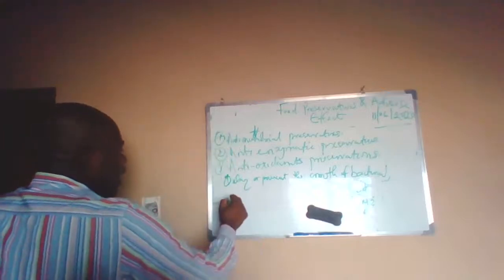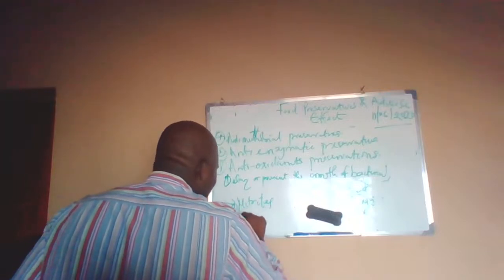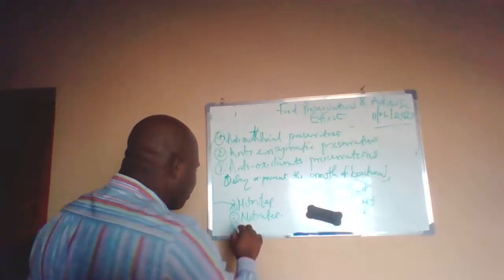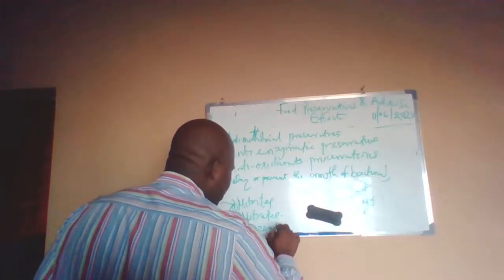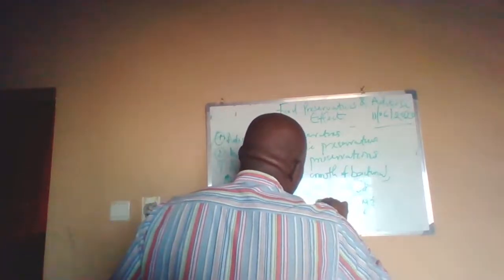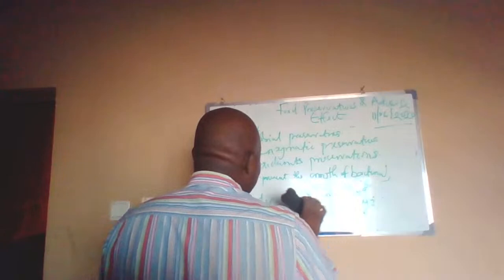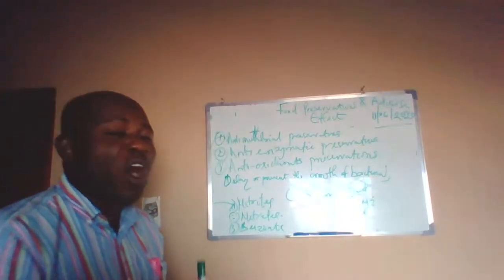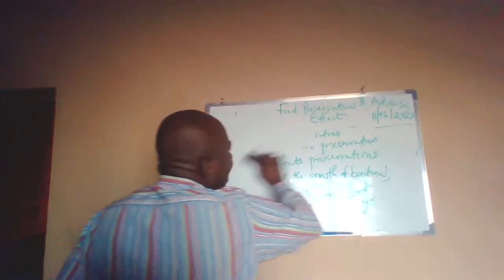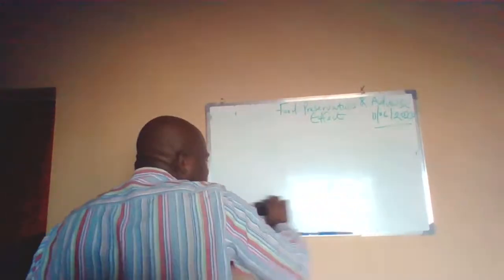And under this class, we have the group: one, nitrites; two, nitrates; three, benzoates; and four, what we call sulfur dioxide. These are the types of food preservative we have under antimicrobial food additives: the nitrites, the nitrates, the benzoates, and also the sulfur dioxide.